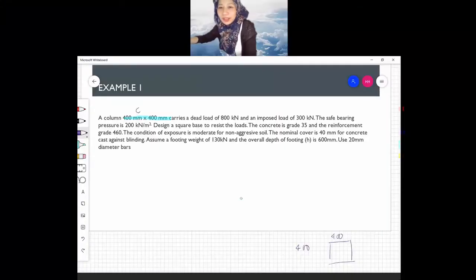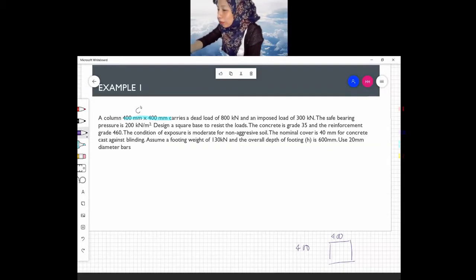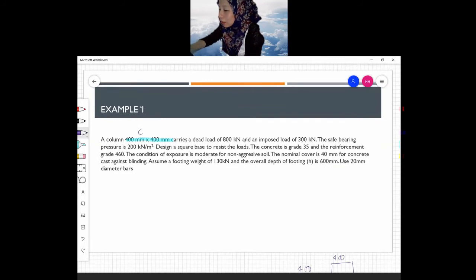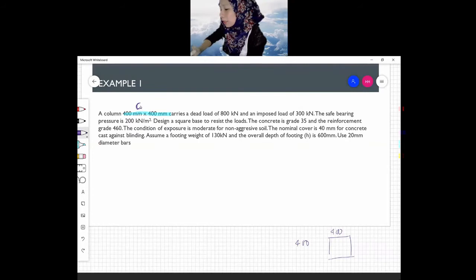Okay, hopefully you guys can see. Sorry, I forgot. Okay, so here 400 times 400 mm, this is the column width C. So we can write. You don't need to copy it out at length. Just write like I do. We extract whatever we see from the question.